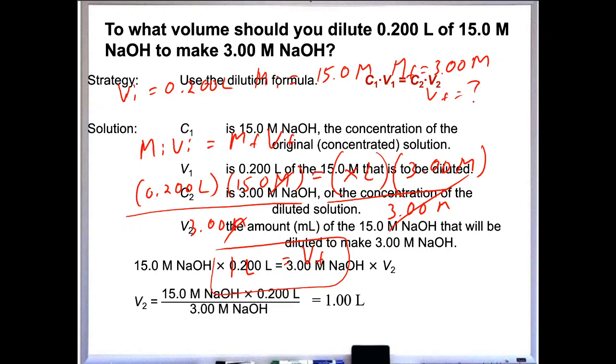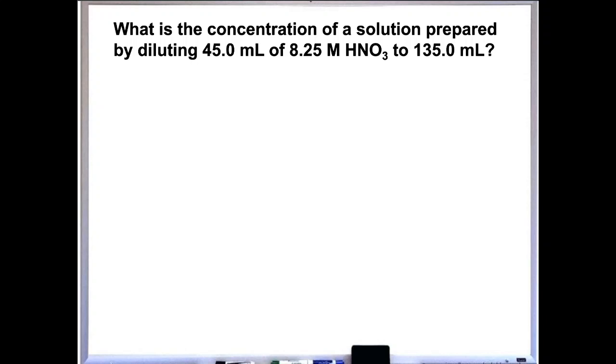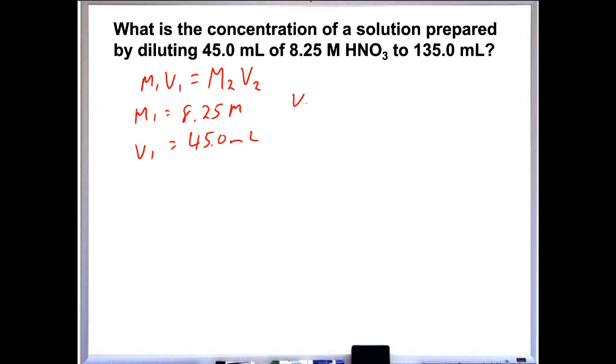I have these typed out in the slides as well. Okay, so now we want to know what is the concentration of a solution prepared by diluting 45 milliliters of an 8.25 molarity nitric acid to 135 milliliters. So now we're looking for the concentration. Remember M1 V1 is equal to M2 V2. Our M initial, or M1, will be the 8.25. Our V1 will be 45 milliliters. V2 will be equal to 135. And our M2 is our unknown. So we can just plug these in.